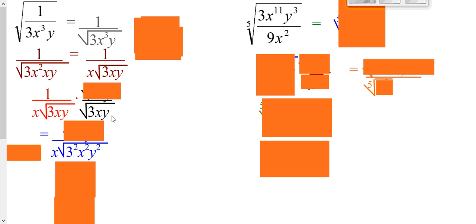And if I multiply the bottom by that, I got to multiply the top by that. So this whole black thing here is a special form of 1, and multiplying by 1 doesn't change it. So I multiply the bottoms, I get the blue. Multiply the tops, I get this.